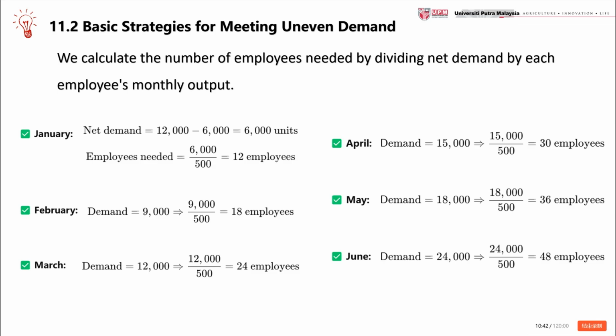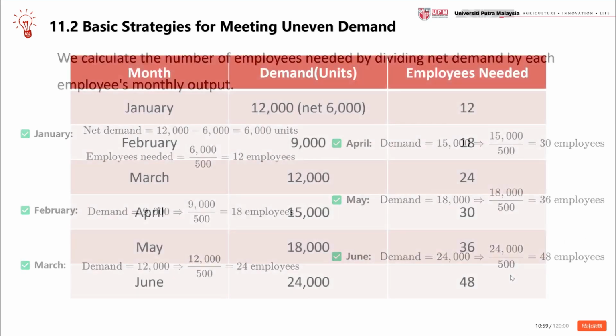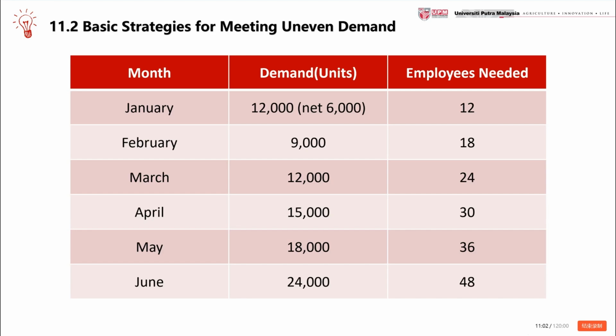Using this formula, we can also calculate the number of employees in other months. In March, we need to hire 24 employees. In April, we need to hire 30. In May, we need to hire 36. And in June, we need to hire 48. Now we can put all of this data into this table. The first column is the months from January to June. The second column is the demand of each month. And the third column is the calculated results, the number of employees we need to hire each month.